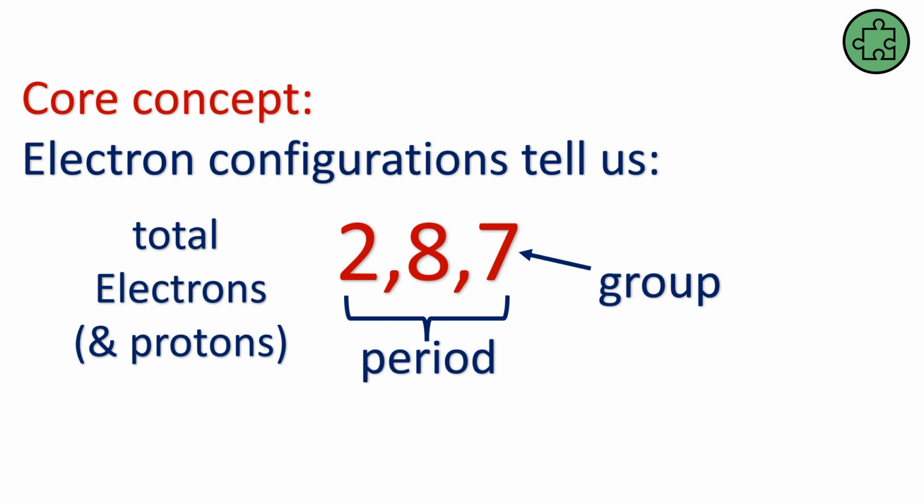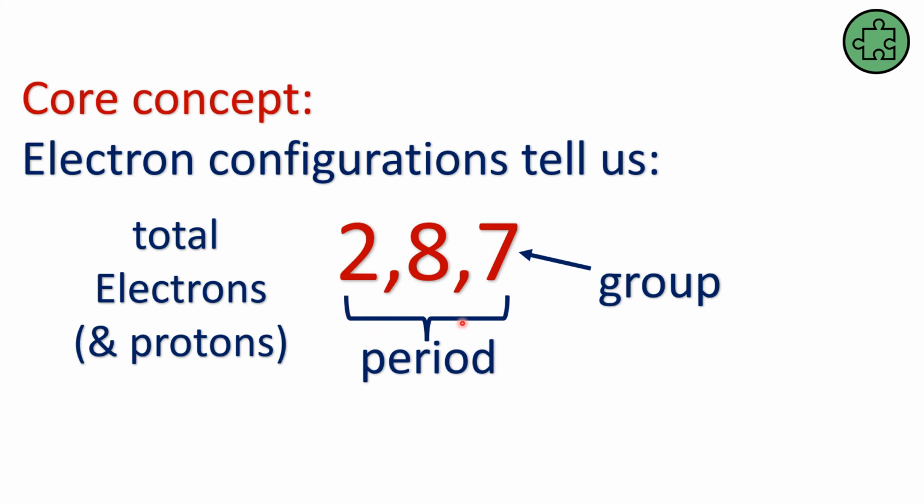Electron configurations tell us 3 really important things. First of all, it tells us the group number. The group, that is the vertical columns, is the number of electrons in the outer energy level. This is the outer energy level, and there are 7, so that's group 7.